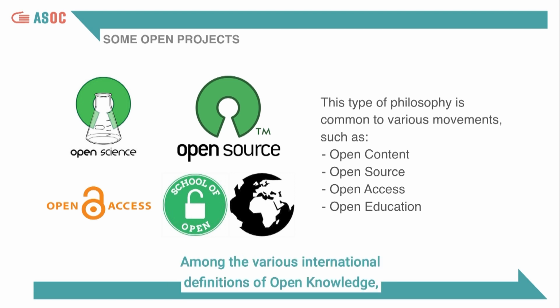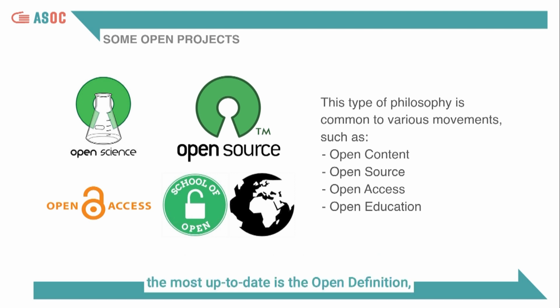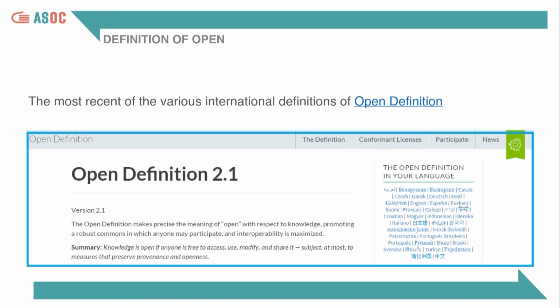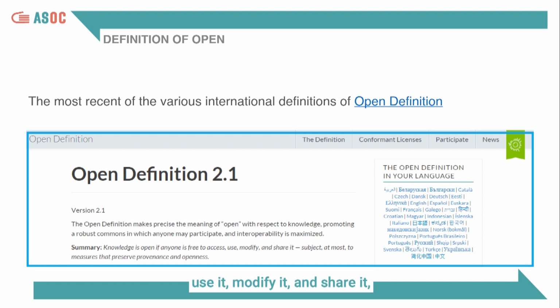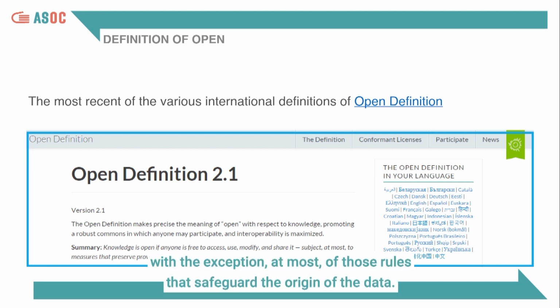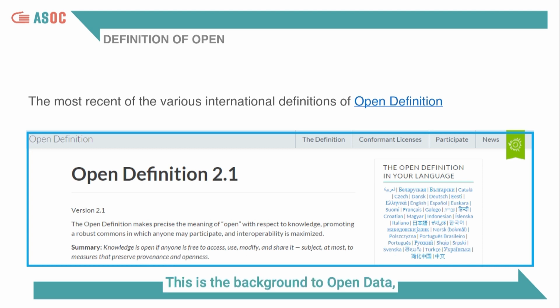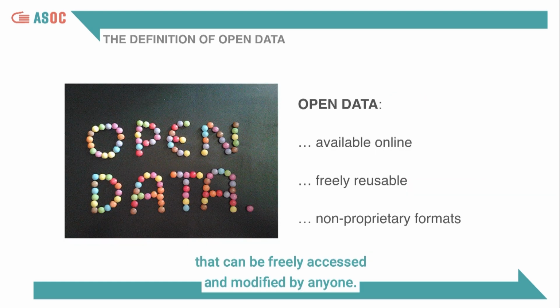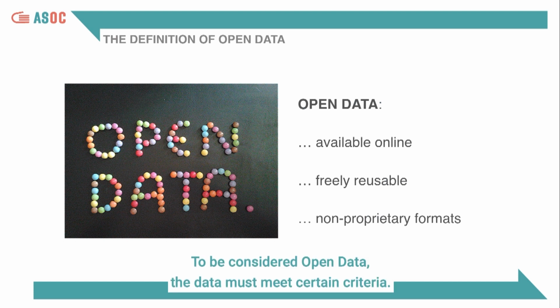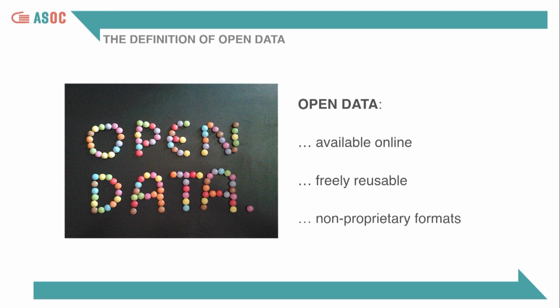Among the various international definitions of open knowledge, the most up-to-date is the open definition, which means that knowledge is open if everyone is freely able to access it, use it, modify it, and share it, with the exception, at most, of those rules that safeguard the origin of the data. This is the background to open data, that is, those types of data that can be freely accessed and modified by anyone. To be considered open data, the data must meet certain criteria. They must be available online, freely reusable, and therefore be licensed for reuse, and distributed in non-proprietary formats.